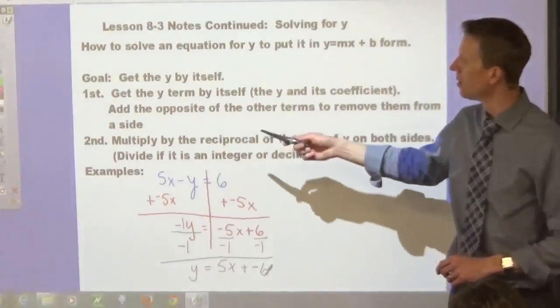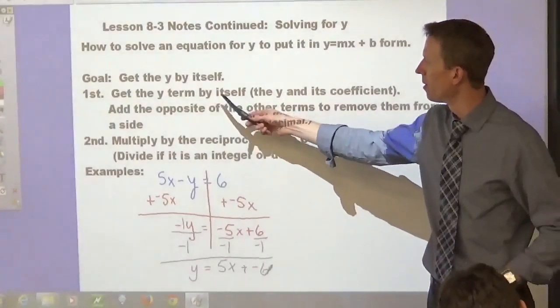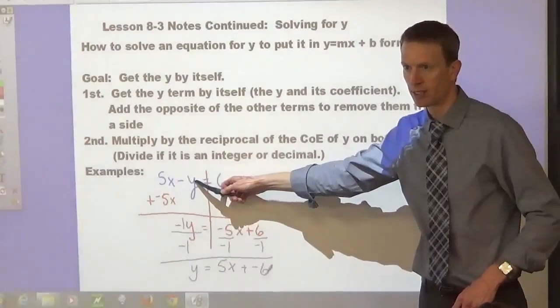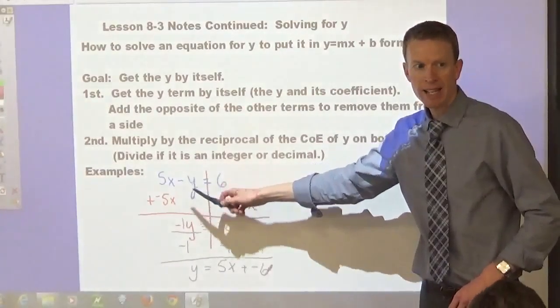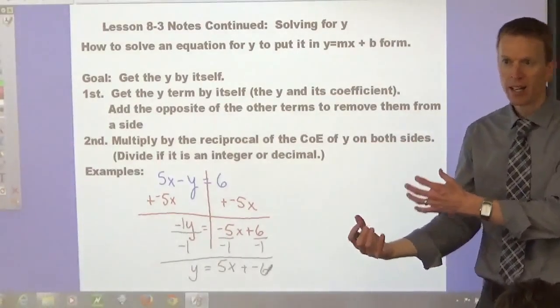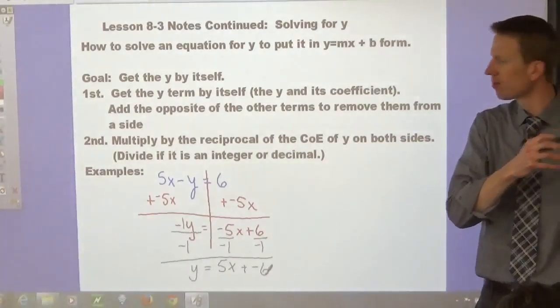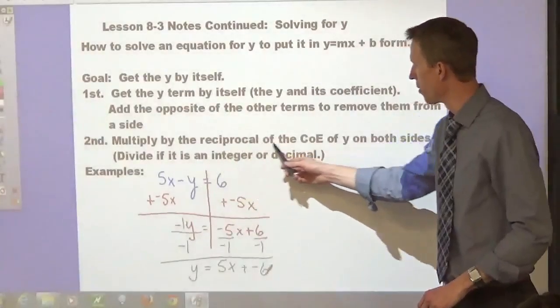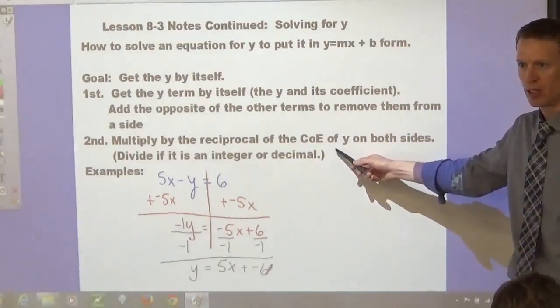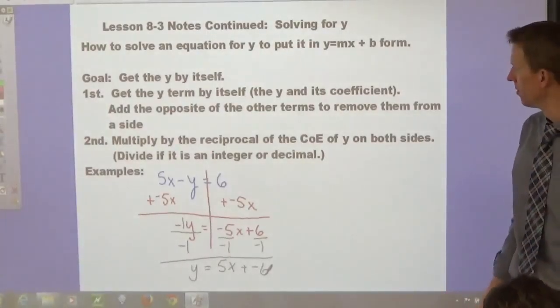So here are the steps to get the y by itself. First, you got to get the y term by itself on one side. So you have to add the opposite of all the other terms to remove them from the side with the y and get them on the other side. And then multiply by the reciprocal of the coefficient of y in order to get 1y.